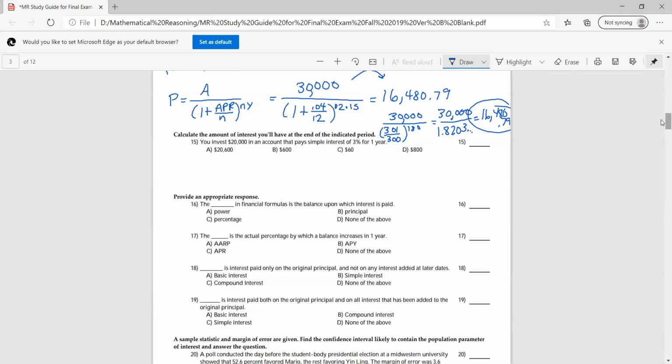15 says you invest $20,000 in an account that pays simple interest of 3% for 1 year. Okay, so on this one, you're just going to calculate 3% of $20,000. So that's going to be 0.03, because you took the 3 and divided it by 100, times 20,000, and that gets us $600. Okay, and since we're only doing this for 1 year, that's going to be the answer, B.